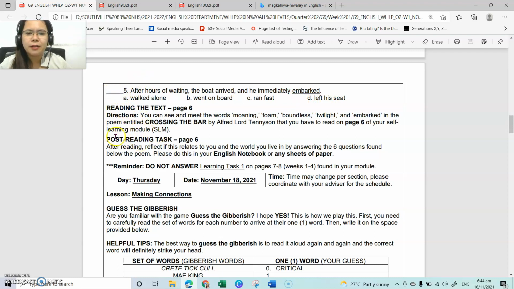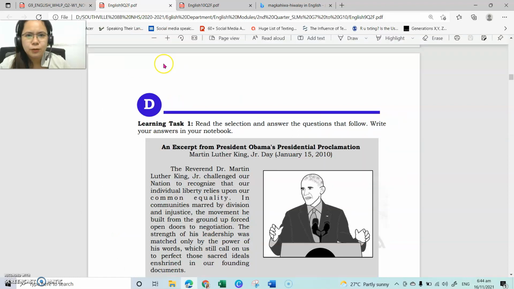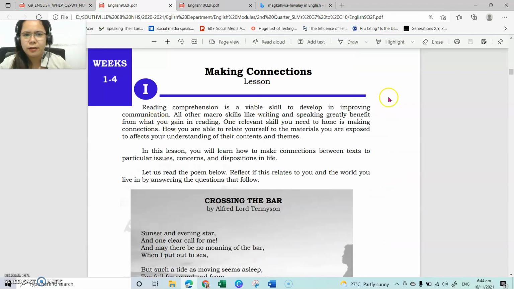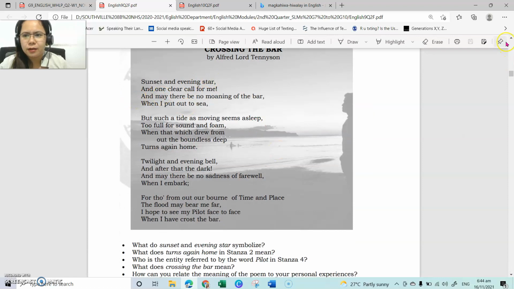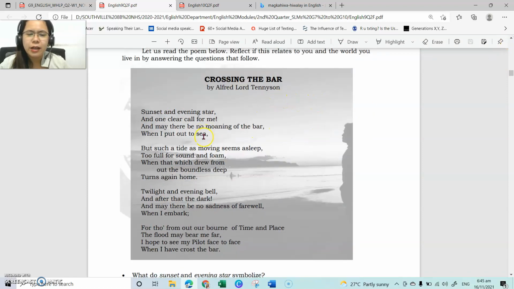Now, this time, you have to go to page 6. So, reading the text. So, you can see and meet the words moaning, foam, boundless, twilight, and embarked in the poem entitled Crossing the Bar by Alfred Lord Tennyson that you have to read on page 6. So, please read this one, page 6. Okay. So here making connections, that's the lesson, weeks 1 to 4, introduction. So you're going to read this poem. Okay. Actually, I can read this one for you.